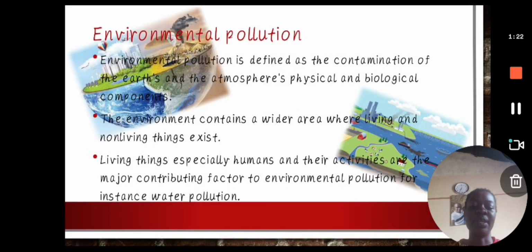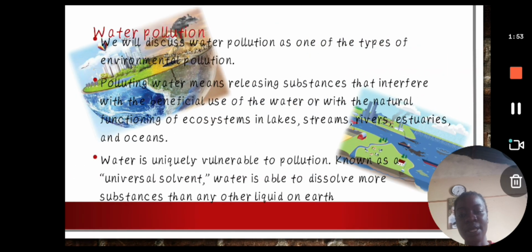We are going to get the meaning of environmental pollution. Environmental pollution is defined as the contamination of the earth and the atmosphere, physical and biological components. The environment contains a wider area where living and non-living things exist. Living things, especially humans and their activities, are the major contributing factors to environmental pollution, for instance, water pollution. In this class, we are going to discuss water pollution as one of the types of environmental pollution.